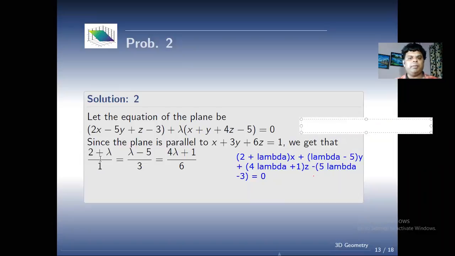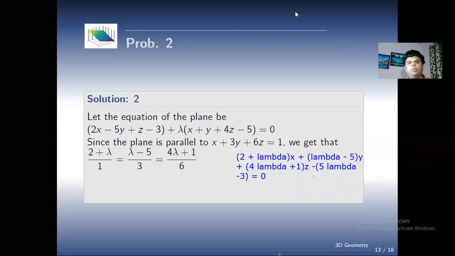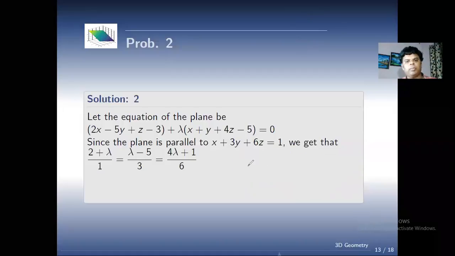So lambda minus 5 by 3, which is the coefficient of y here. And I have 4 lambda plus 1, which is the coefficient of z. And here the coefficient of z is 6. So I should have that these ratios must be equal. Once I have that, what I can do is find what lambda is. So I'll go ahead and equate these two, so that 3 times 2 is 6 plus 3 lambda equals lambda minus 5. This gives me lambda equals minus 11 by 2.